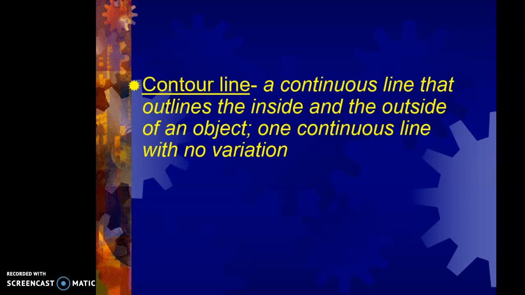There are different types of lines that artists use. A contour line is one continuous line that outlines the inside and the outside of an object. Remember, one continuous line. It has no variation. Why do I say you need to remember this? Because you guys are going to be doing some drawings when it comes to line drawings. You'll see that in the assignments. You'll have to do some drawings for me. So when you get to that part of the drawing assignment, you'll probably want to come back and look at this PowerPoint.